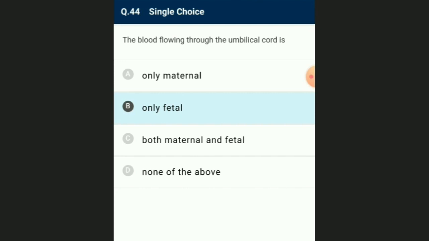Only fetal. Blood flowing through the umbilical cord takes place only at fetal.